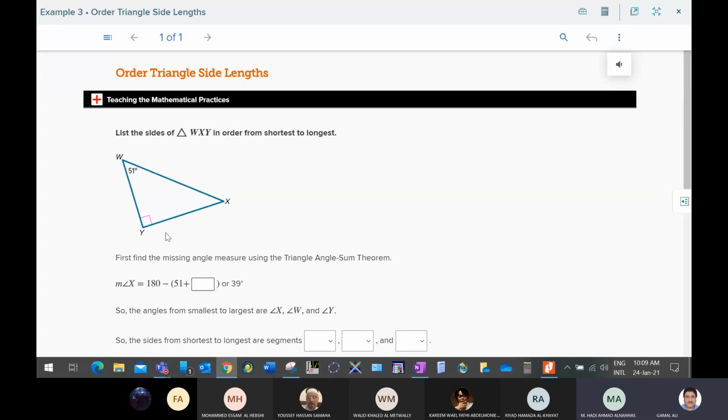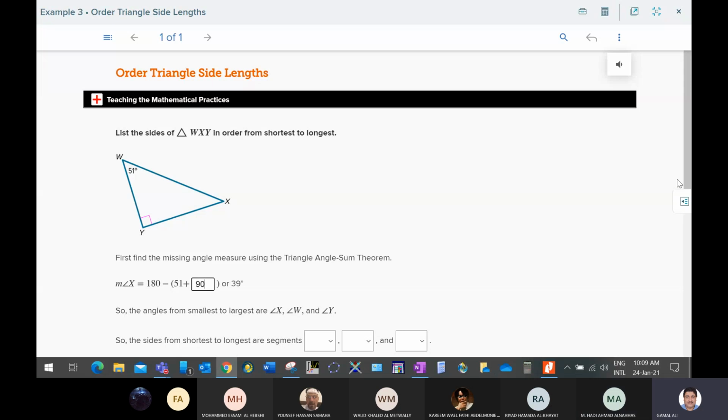Look at the figure, Muhammad. Here, y is 90. They say 90. Y is 90? Yes. So what is the measure of the angle x? 90 plus 55, minus 180, is 39. X is 39. So we have to put here 39. Okay, so the third angle x is 39.